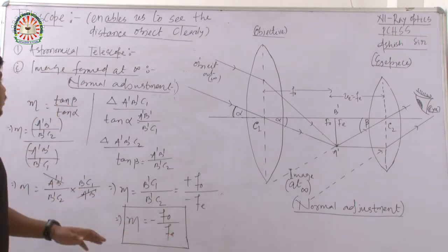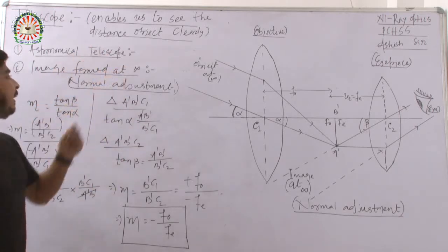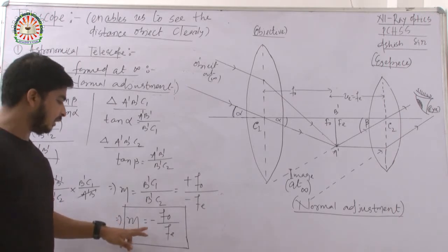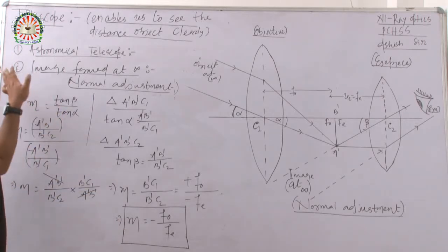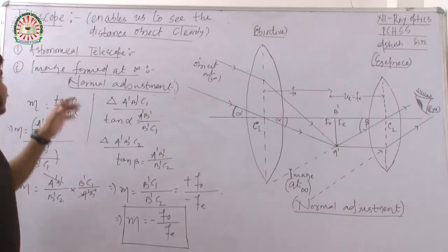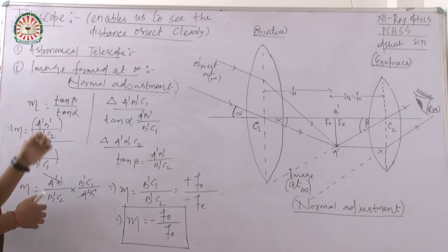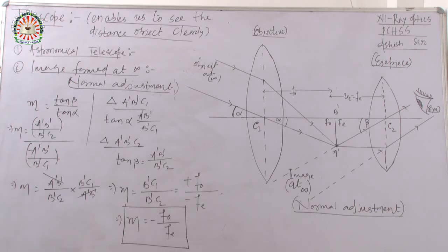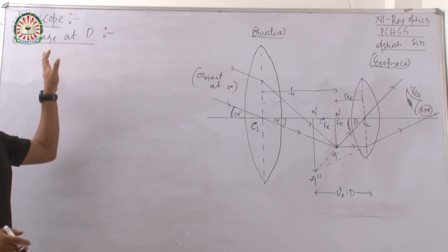So this is the angular magnification of the telescope when the image is formed at infinity, or I can say at normal adjustment of the astronomical telescope, the magnification is minus FO upon FE. So this is the first adjustment, that is image formed at infinity. There is another case, that is image is formed at distance d. Now let's discuss when image is formed at distance d. This is the second case.